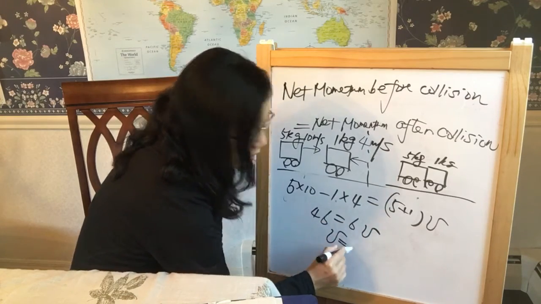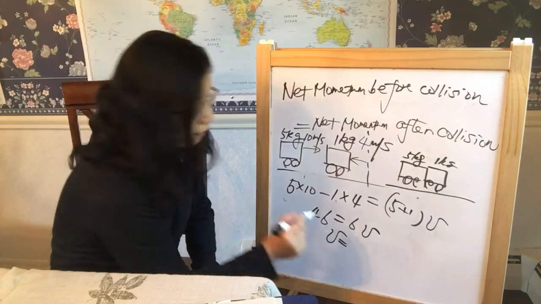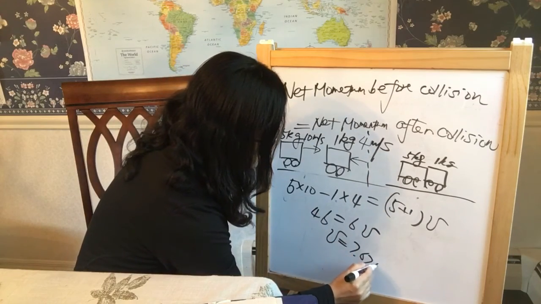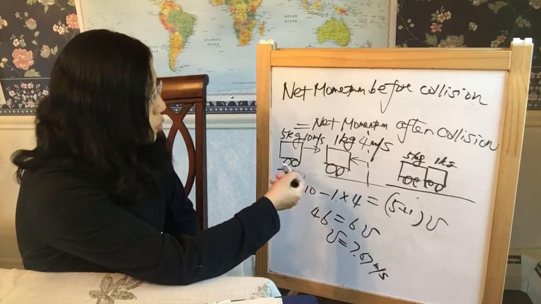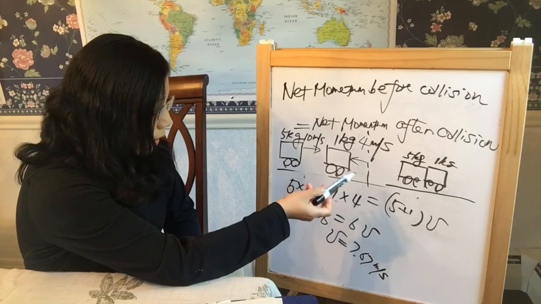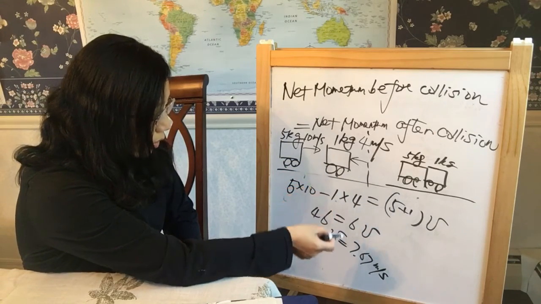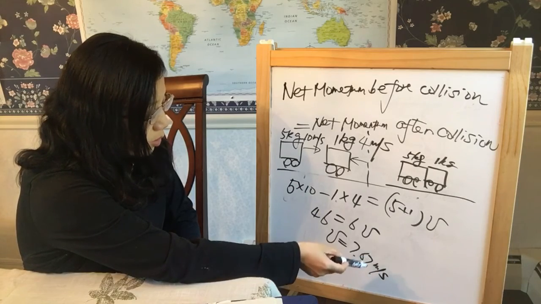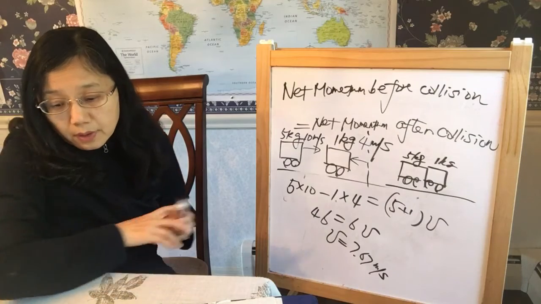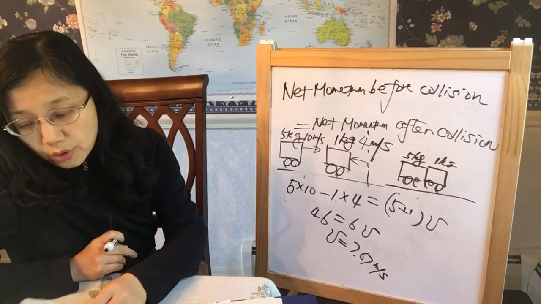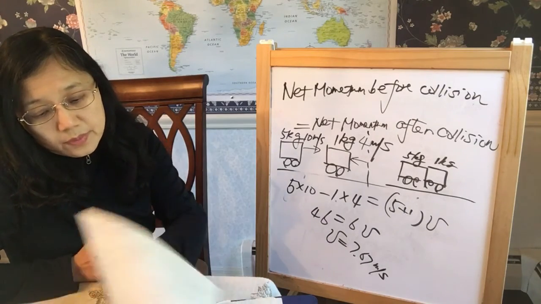So v equals 7.67 meters per second. That means these two cars collide with each other, and afterwards they stick together. They're going to move at 7.67 meters per second to the right. So you can do similar problems.